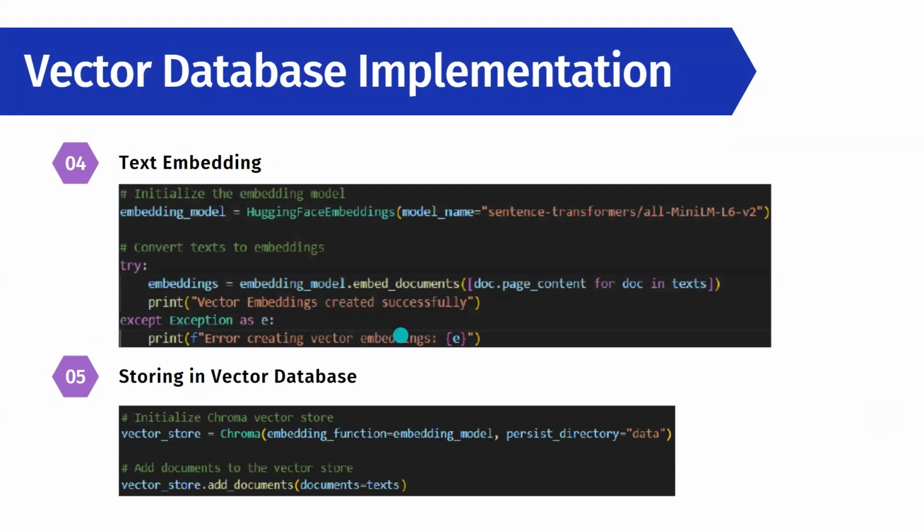Coming to step four, text embedding using the HuggingFace embeddings, specifically the sentence transformer. I'm using the MiniLM-L6 model. I converted the text chunks into vector embeddings. This transformation is key to enable semantic-based data retrieval. And then the generated embeddings are stored in the Chroma vector database, which is set up with a directory to persist data. This database structures the data to facilitate quick and efficient similarity searches.